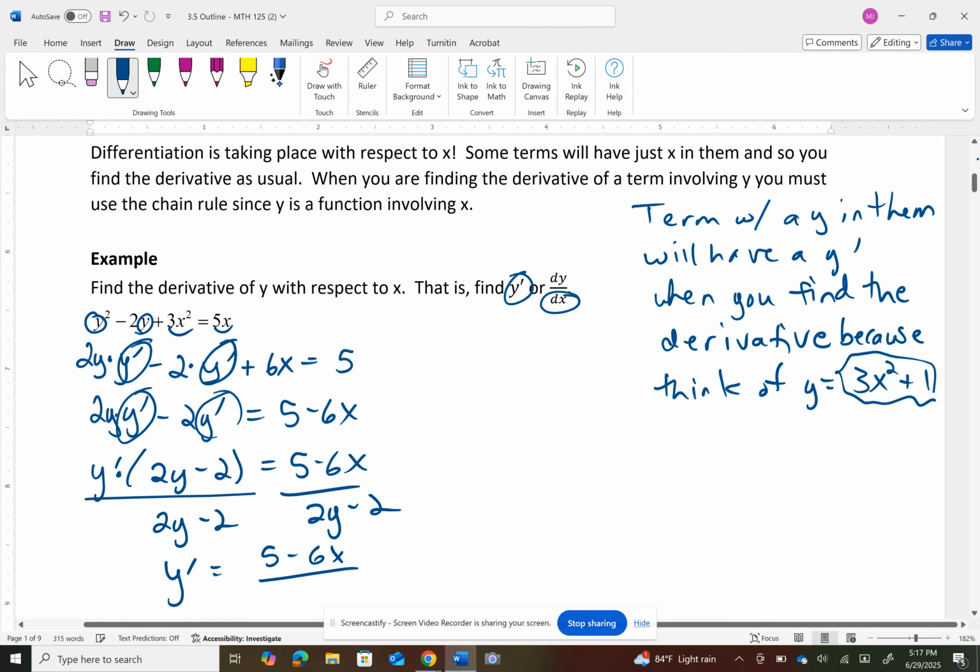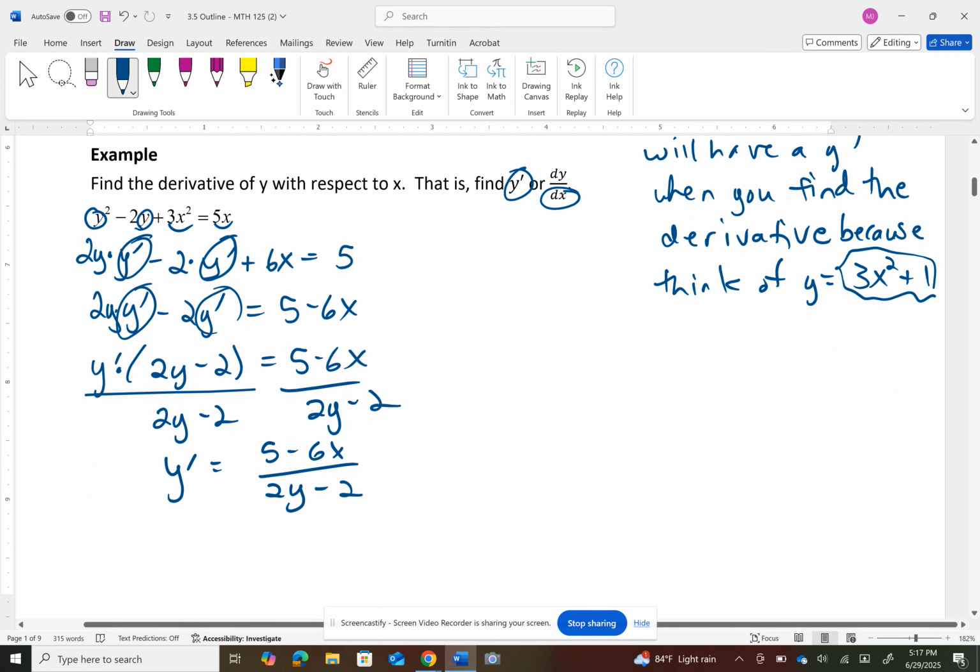So what's different is your answer has both x's and y's in it. You see that? Okay, you haven't had that before. Now there's other equivalent ways you might see things written. So be aware, for instance, that this would be the same as negative 6x plus 5 over 2y minus 2. Little things like that. When you go to check your work, you might think you're wrong, but you're really not.